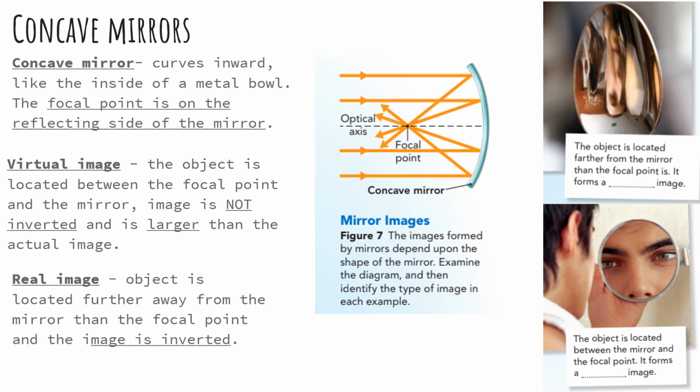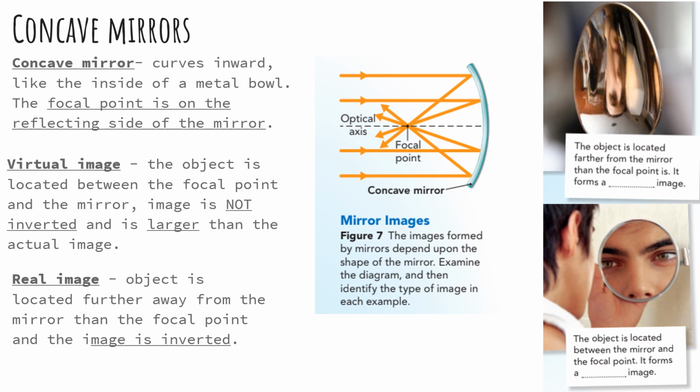A real image is one in which an object is located further away from the mirror than the focal point, and the image is inverted. So, mirror images. The images formed by mirrors depend upon the shape of the mirror. Examine the diagram and then identify the type of image in each example.